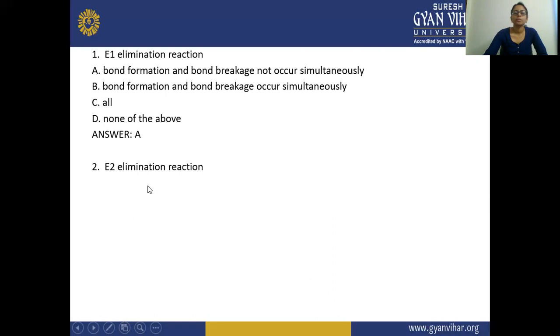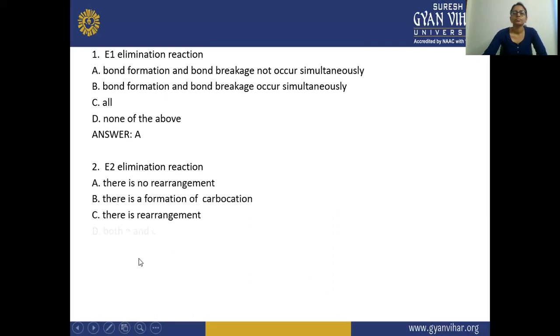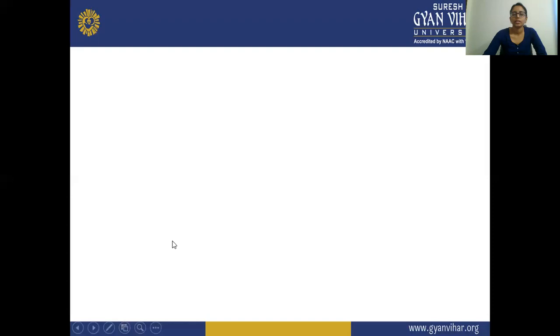Now the second: in the E2 elimination reaction, there is no rearrangement, there is a formation of carbocation, there is rearrangement, or both A and C. The answer is A. In the E2 elimination reaction, there is no rearrangement. So the option A is the correct answer for the E2 elimination reaction.